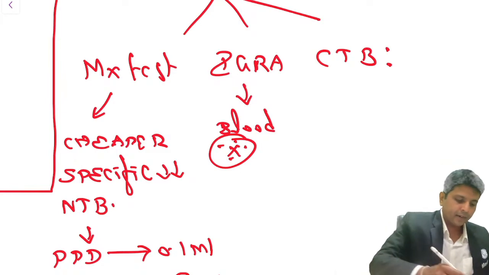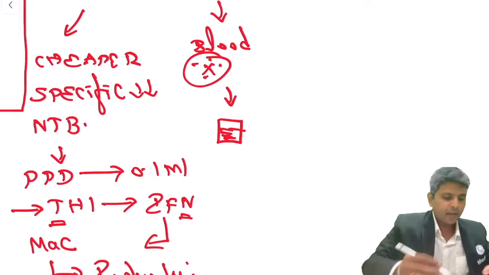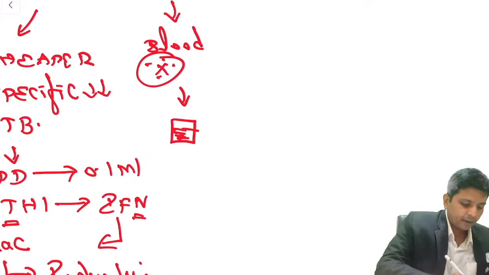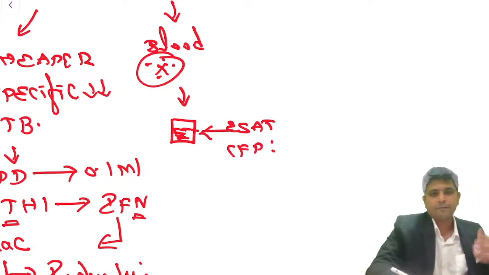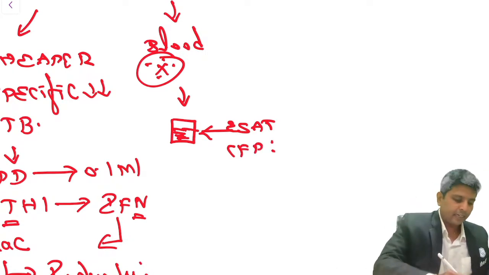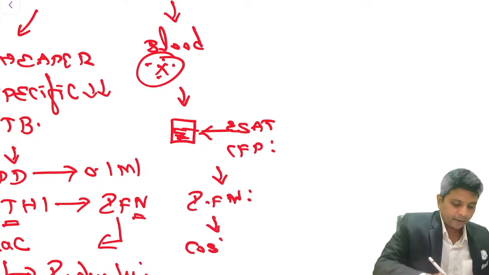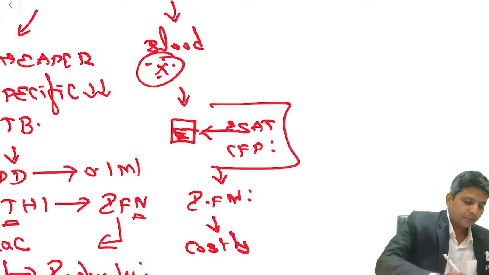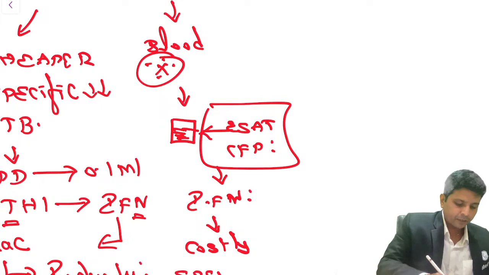Here they will take the patient's blood, and that blood will be added with ESAT-6 and CFP. What are ESAT-6 and CFP? They are TB specific antigens, and they will assess the interferon gamma levels. And this is costly since we use TB specific antigens such as ESAT-6 and CFP. It is specific.